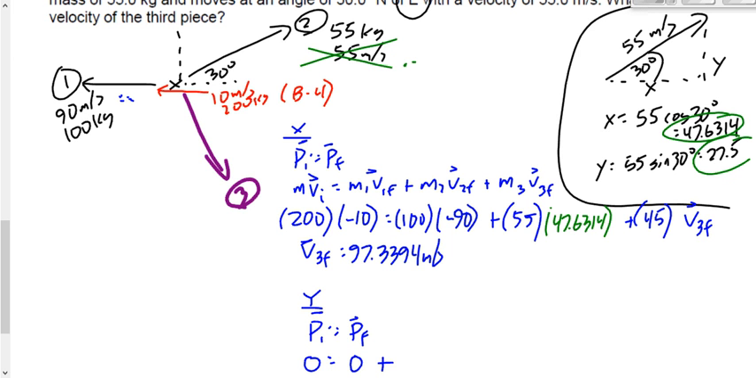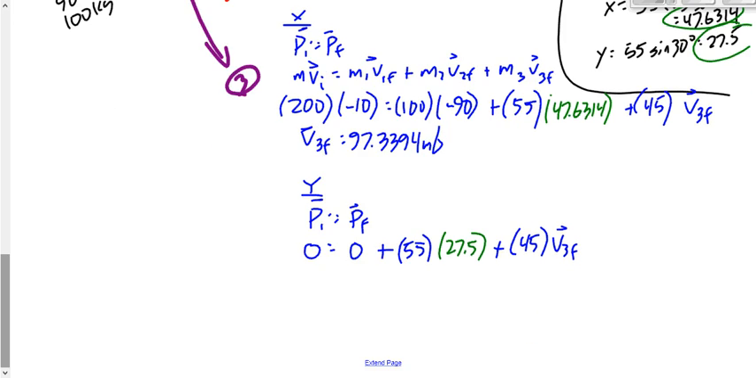Object number 2 has a mass of 55 kilograms. Object number 2, Mary. Object number 2 has a final velocity, Y component of? Good. And it's positive because it's going up. Now this one's easier to solve for. V3F works out to be negative 33.611.